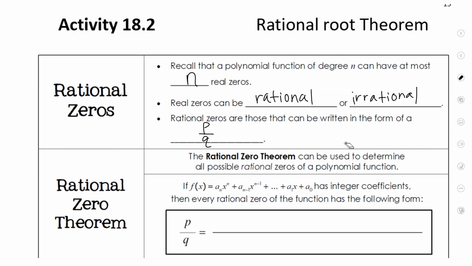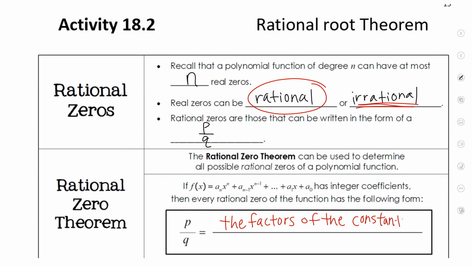Now let's talk about what the rational zero theorem says. We use this theorem so that we can determine all the possible rational zeros of a polynomial function, okay? So we're not going to be worrying about irrational. We're learning about rational, okay? So if I'm given this polynomial, then every rational zero of the function has this following form, where p represents the factors of the constant term.